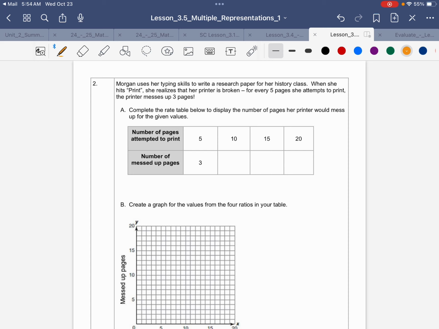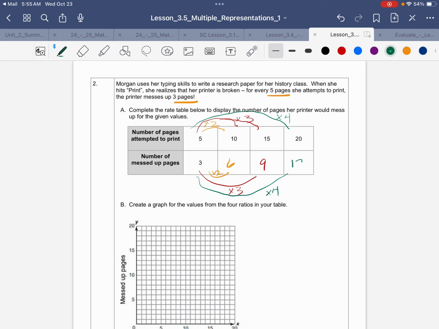So here to here would be times 2, which would give us 6. Here to here is times 3, which gives us 9. And last one, here to here, times 4, so 12. So it says create a graph for the values with the 4 ratios.